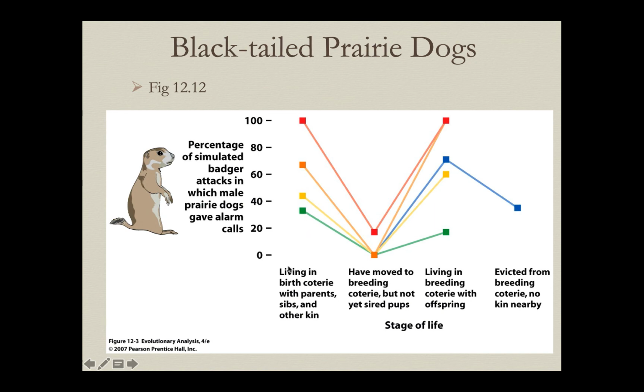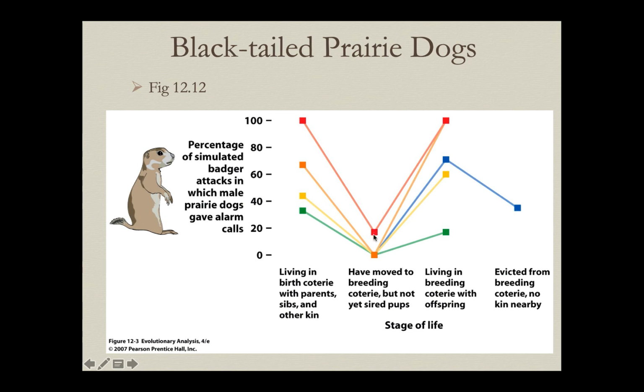But once they leave the area in which they were born, the home coteries, and move into a new coterie to try to establish themselves as breeders, before they become breeders, now they're complete strangers. They don't have any close relatives nearby. And look at what they do. They all have decreased their likelihood of giving these calls. They're not being altruistic. They are being selfish. They're letting other individuals alert the coterie that something's wrong.